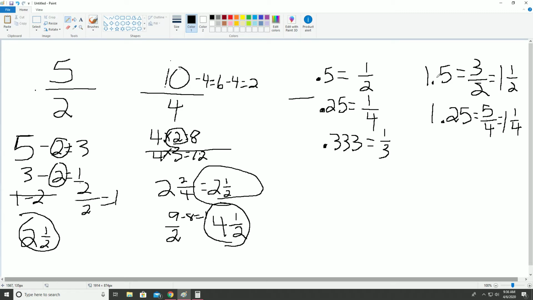These are all equivalent. 1/2, 3/2, 1 and 1/2. These are all the same number. Same thing here. 1 and 25/100, 1.25 is equal to 5/4 is equal to 1 and 1/4. All of these are the same thing. They're just represented differently.